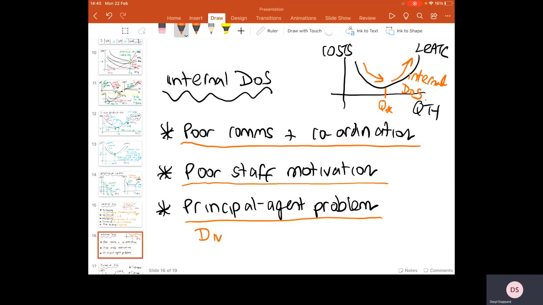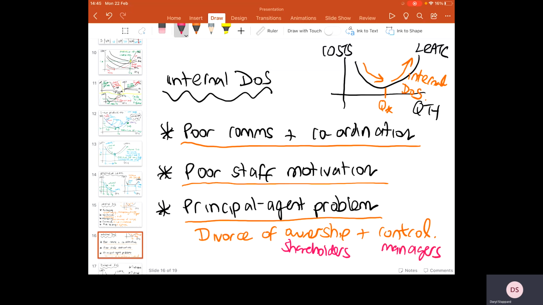And this is linked to something that we call a divorce of ownership and control. Now the idea is the bigger the business, the more likely that the people that run the business are not the owners. So the owners might be the shareholders, whereas the people that run the business or control it are the managers. And what you tend to find is that in bigger organisations, the managers and the shareholders might have conflicting objectives. So the people that run the company are more in it for their own gain, you know, higher wages, higher perks, better terms and conditions for their own contracts.